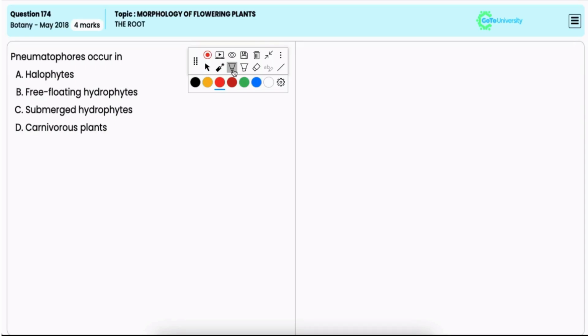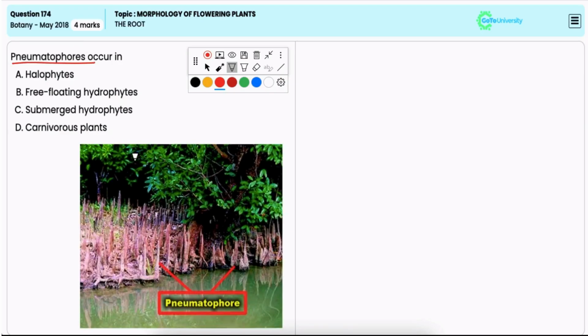In this question, you have to identify the type of plants in which pneumatophores are found. Now, pneumatophores are specialized aerial roots that grow upward and protrude out of the soil or water surface. And they are a characteristic feature of halophytes.